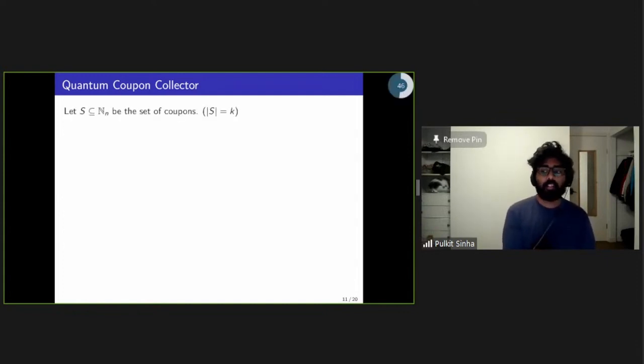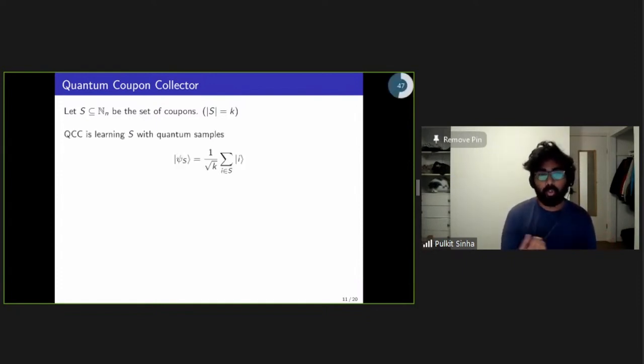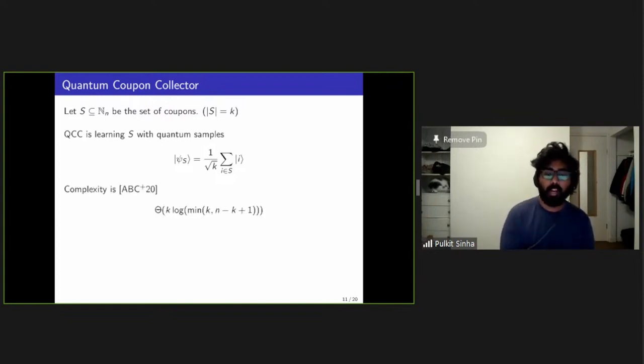So now consider that the set of k coupons S was a subset of a known set of coupons of size n. Without loss of generality, let's suppose that set is the first n natural numbers. Then, just like before, we consider quantum samples instead of random samples. Now, what does a quantum sample for the set S look like? It's just a superposition over |i> for each i in S, and the superposition is uniform. Now, as before, the quantum samples on standard measurement are going to give you the random samples.